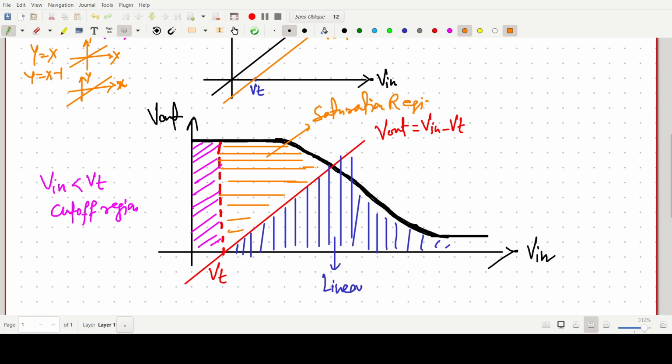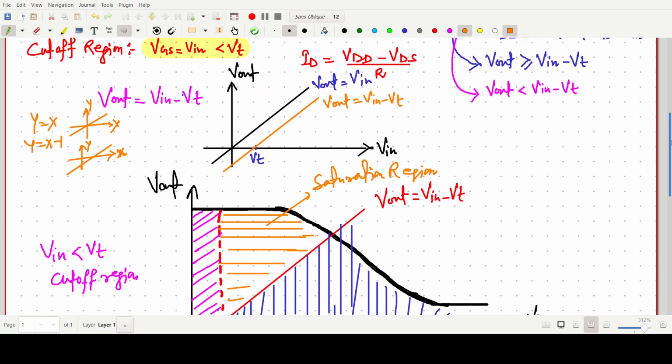I have already made a video covering both situations in the CMOS inverter operating region. But this one is very simple. We can easily say this one is in the cutoff region, V in less than VT, for the resistive load inverter.